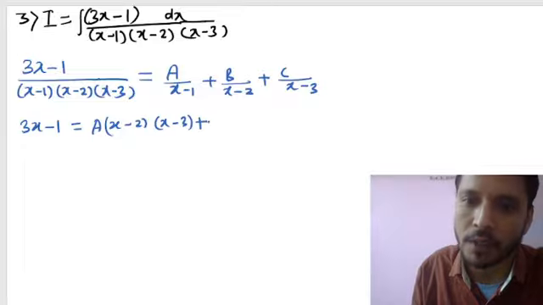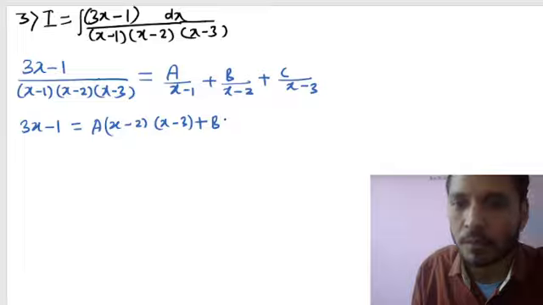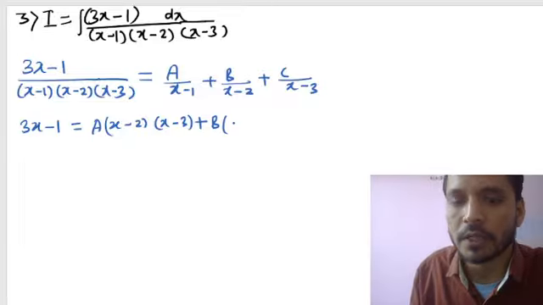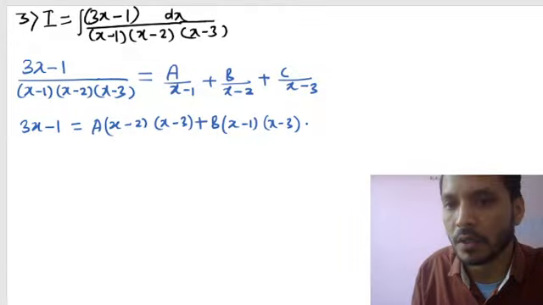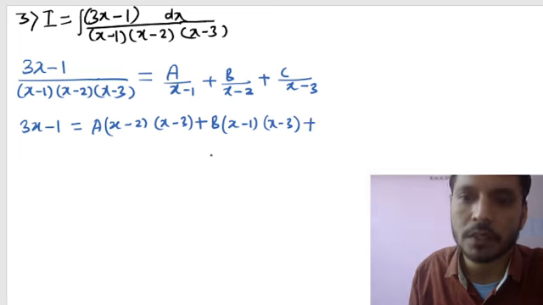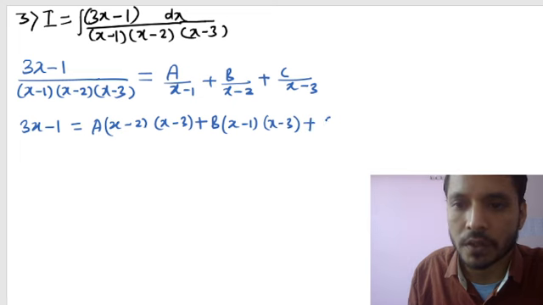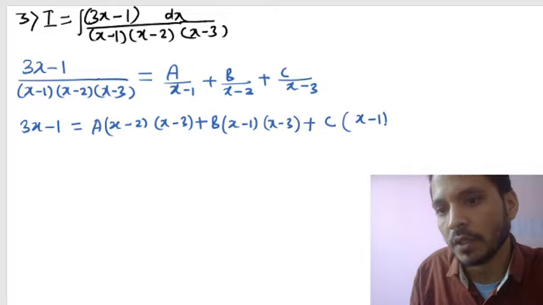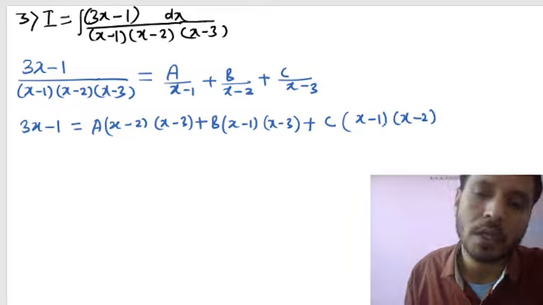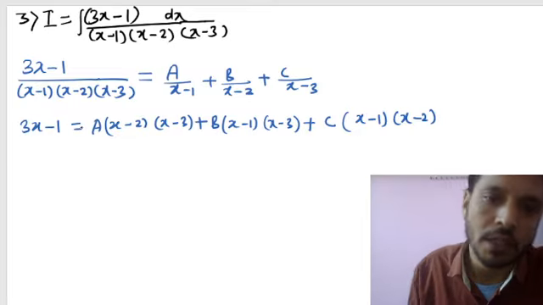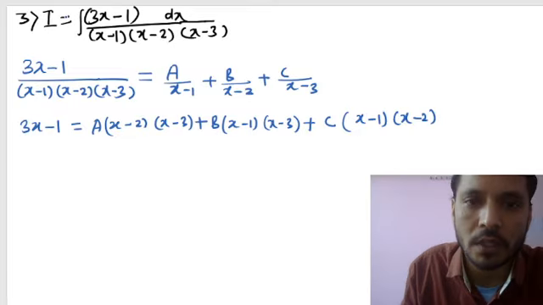Plus b into x minus 1 into x minus 3, right here. Now next, c into what? So c into x minus 1 into x minus 2, right? Now we have to simplify this. So again we will try to make some coefficient 0.